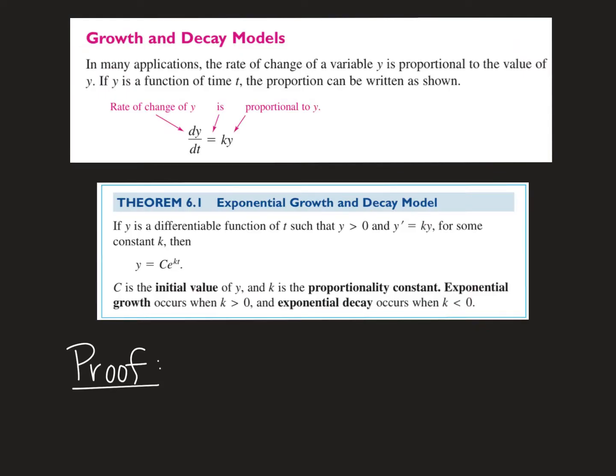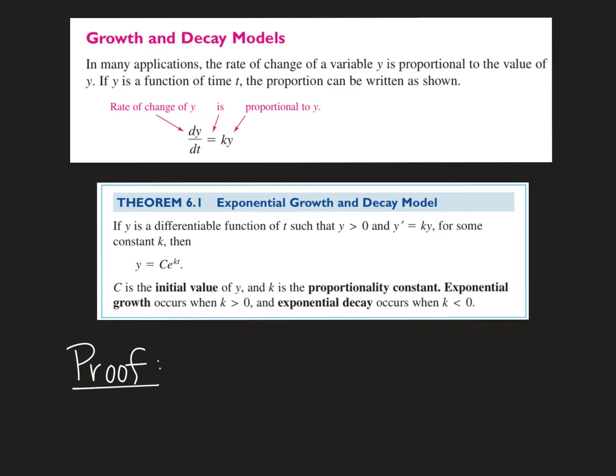In many applications, the rate of change of y is actually proportional to the value of y. So writing that out mathematically, it's a differential equation because it involves a rate of change. We have dy dt with respect to time, so the change in y with respect to time is proportional to y. This k is just some constant. It's actually the proportionality constant. We're going to show that when we solve this differential equation, we'll actually get y equals c e to the kt. This is our exponential growth and decay model, and this is something that we've learned previously before calculus.